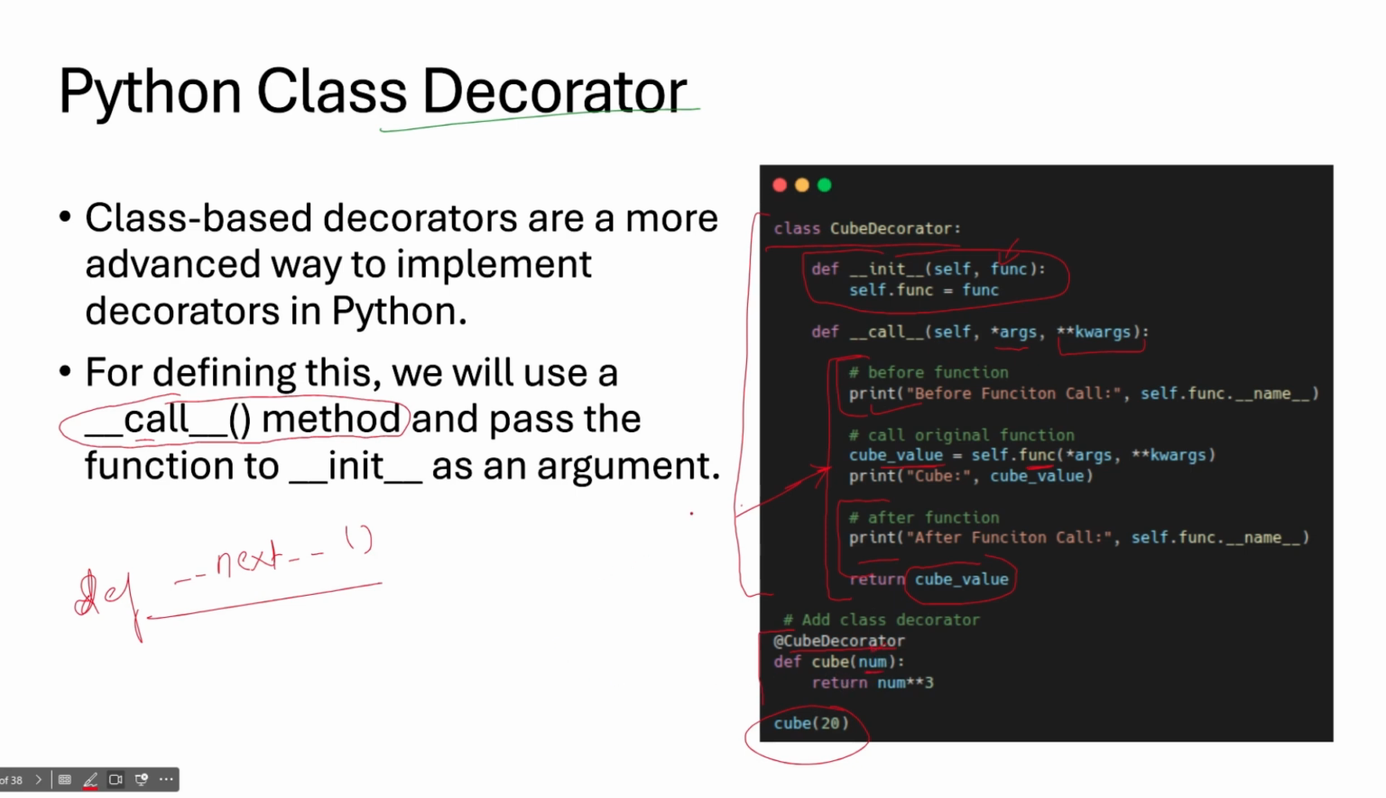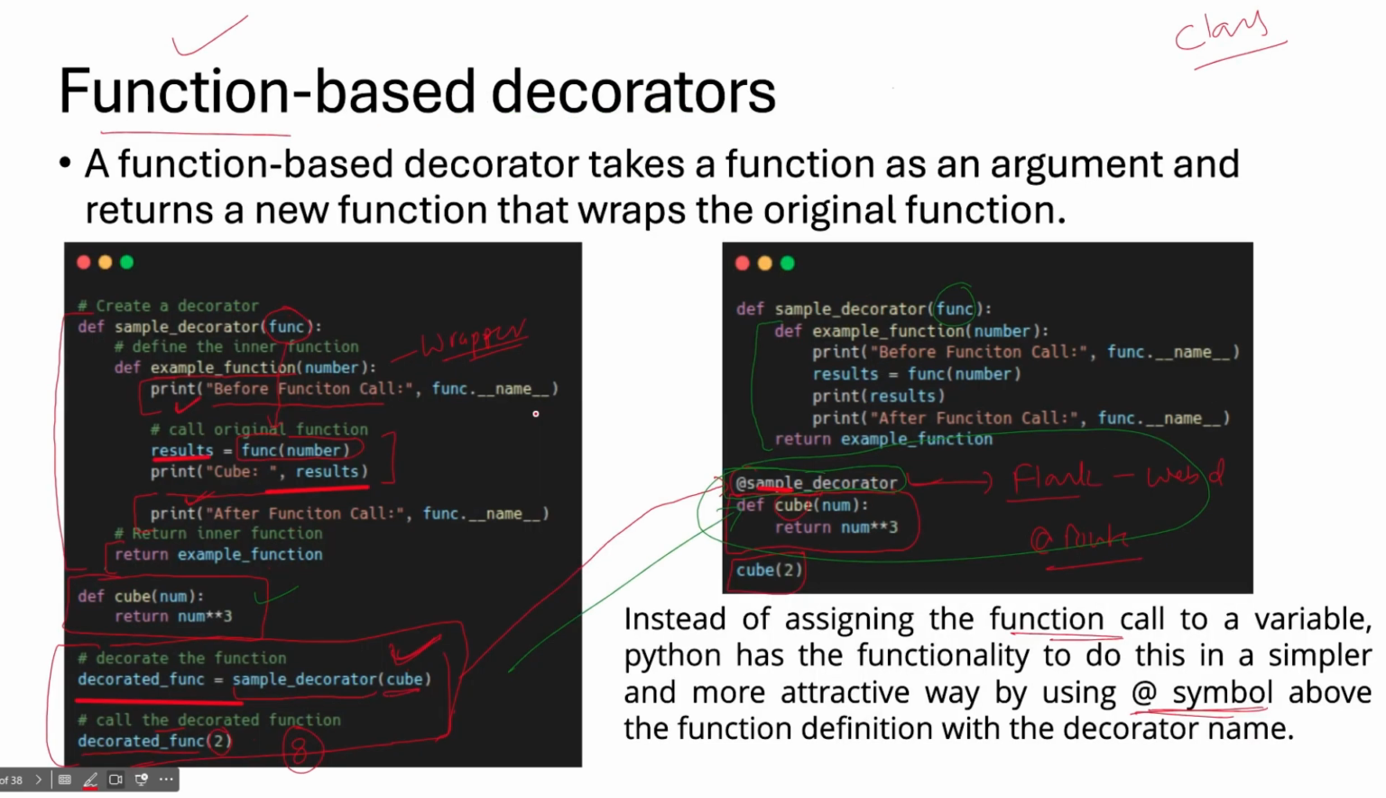So you can create the same decorator via a class also. You need to define your logic or functionality here, or in a function you need to define a function inside a function, right? That's how you can define this.